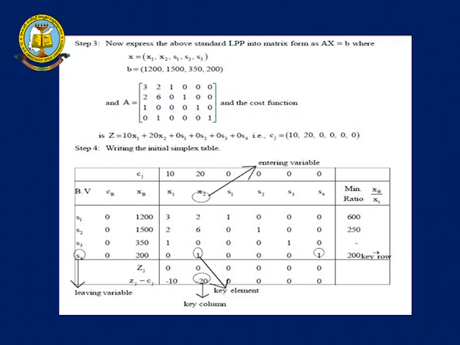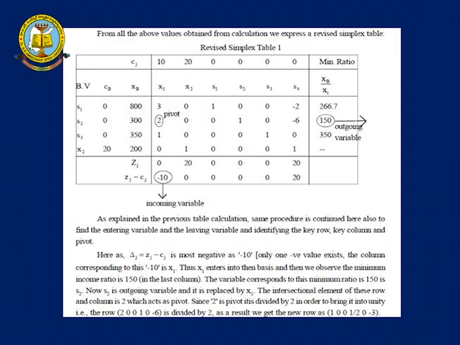With the help of this, prepare one more table using the corresponding entering and leaving vectors. Where these two are intersecting, at S1, that is 1. So that 1 is the key element, or pivotal element. With the help of this key element, we have to make the remaining key column elements zeros. Here the key element is unity, so we directly apply the row operation. Similarly, repeat this procedure till all Zj minus Cj values are greater than or equal to 0.